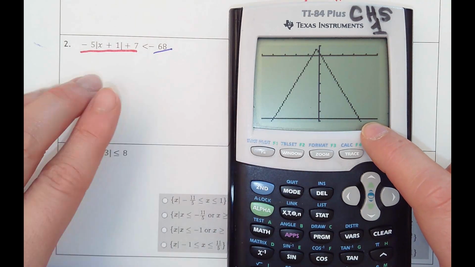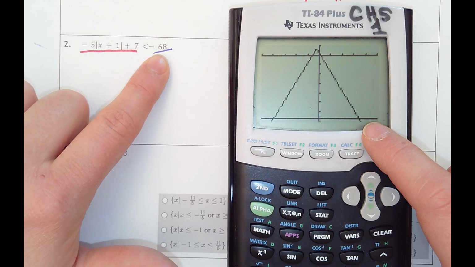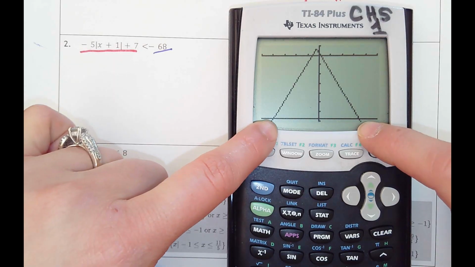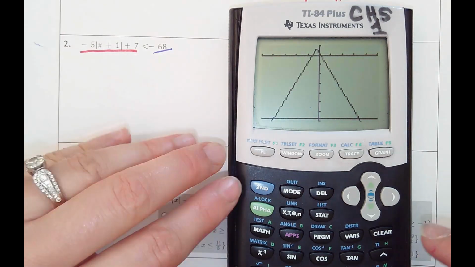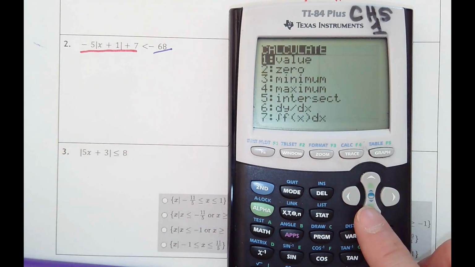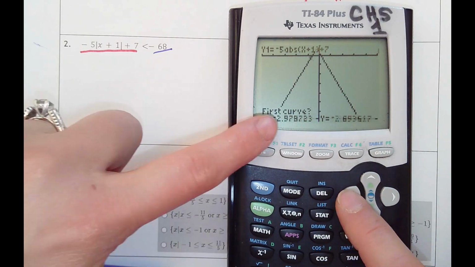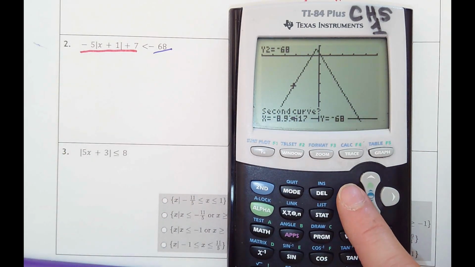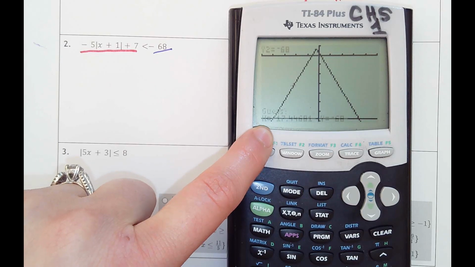So it's where is this absolute value function smaller than y's are -68? That would be these two pieces that are going away from each other. So this would be an OR situation. So go second calc, number 5, first curve, you can see it here, flashing, anywhere in there is good. Second curve, it's kind of hard to see, I can see it down here. I'm going to go to the left again, that seems like that likes it like that.